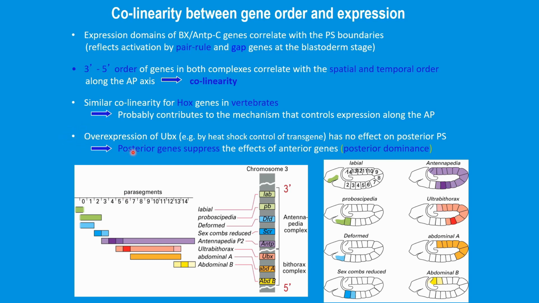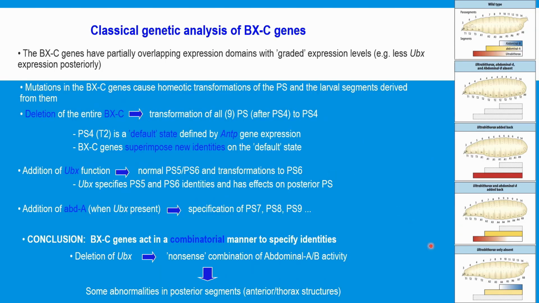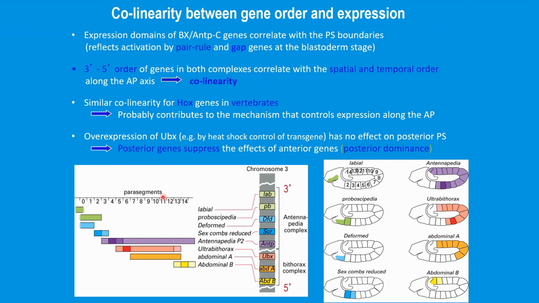Overexpression of ultrabithorax, which you remember is expressed in most of the parasegments between 4 and 13. If you express it everywhere, it doesn't transform these segments. Remember, it was required for segments 5 and 6 identity. But if you express it now everywhere in the animal, it won't transform everything to 4, 5, and 6.